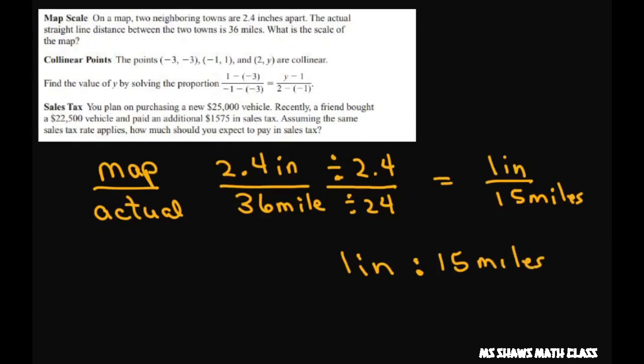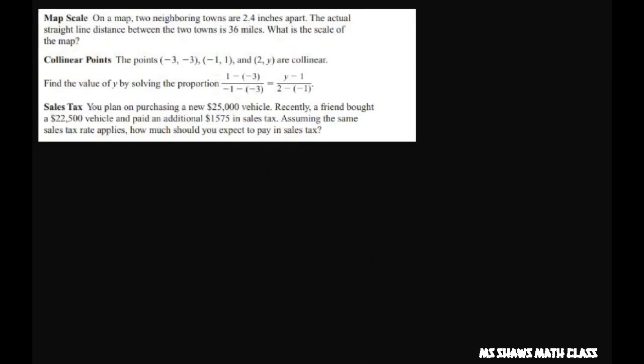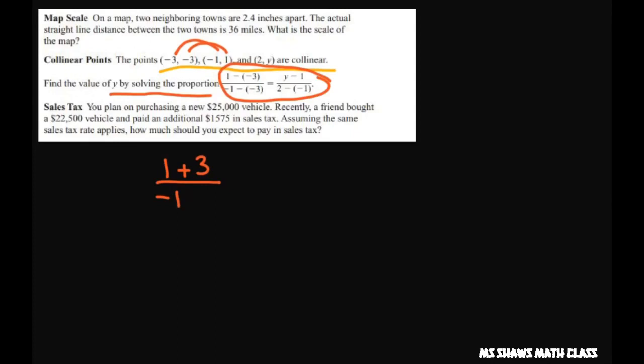All right. Now the next problem is the collinear points. They're saying they're collinear, so we want to find the value of y by using the slope formula. So they're using the slope formula here, and they're using this slope. So they're doing 1 minus a negative 3, which is going to be 1 plus 3, and negative 1 plus 3.